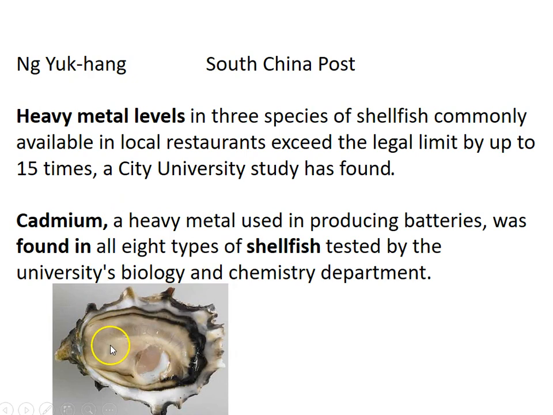Shellfish feed by sucking the water through them to get any nutrients out of the water, but as well as getting nutrients, they can be collecting heavy metals in them. So if the water's polluted, then eating shellfish is not a good idea because they're filter feeders.